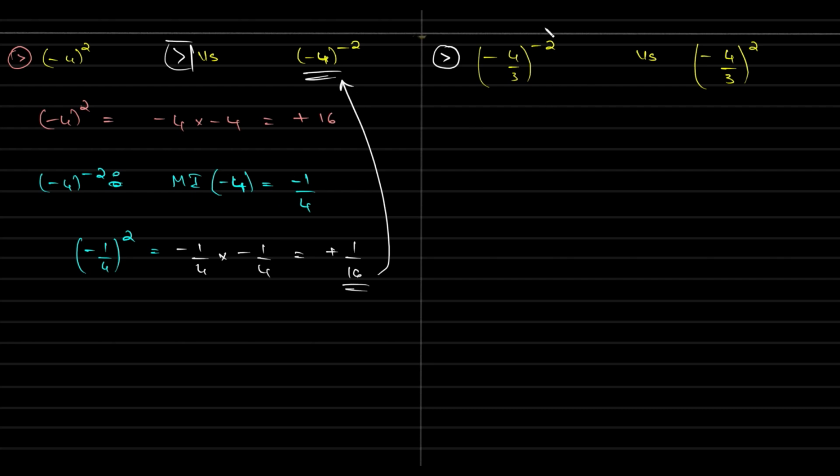Okay, so let's try out the next problem. So first I'll do negative 1 by 4 to the power of negative 2. So first thing is we'll handle the power by finding the multiplicative inverse of negative 4 by 3. That will be negative 3 by 4.